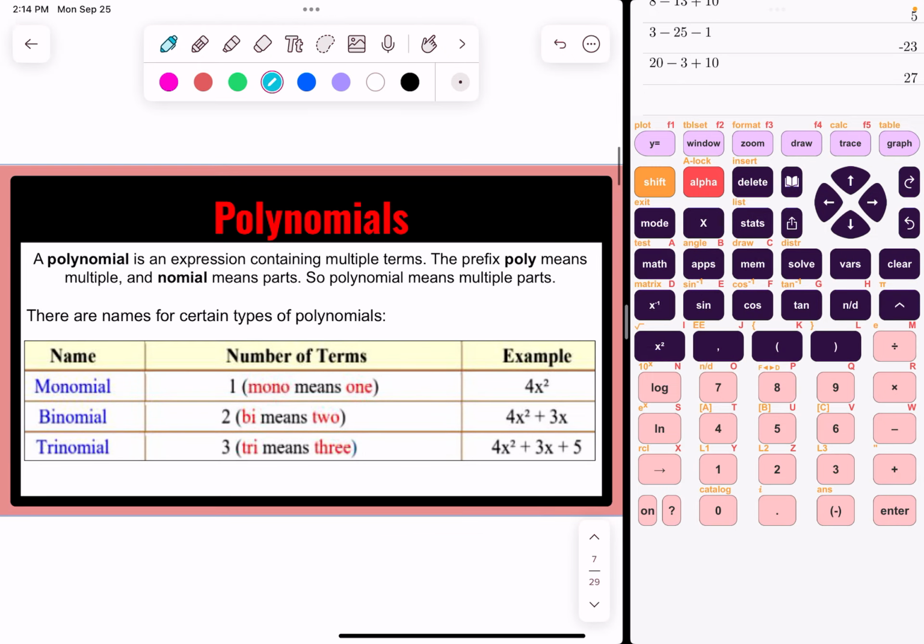The word polynomial means, poly means multiple, and nomial means part, so we have multiple parts. Now, you could call any type of expression, which means no equal sign, a polynomial. But there are different names for polynomials. When you just have one term, that's called a monomial. Mono means one. Then when you have two terms, terms are separated by plus and minus signs, that's called a binomial because bi means two. And then when you have three things, that is called a trinomial.